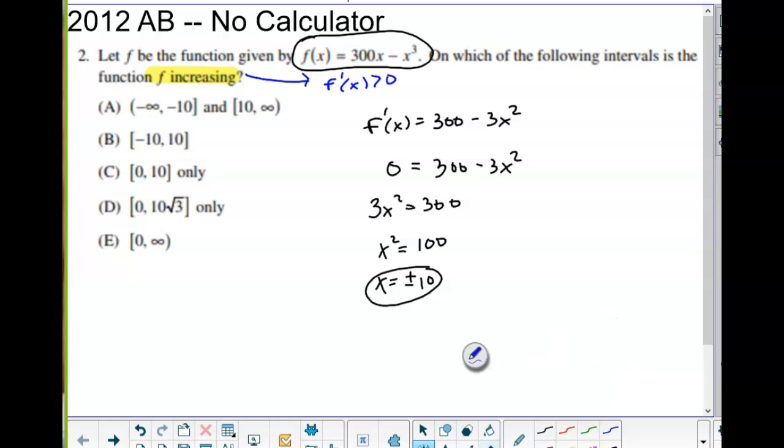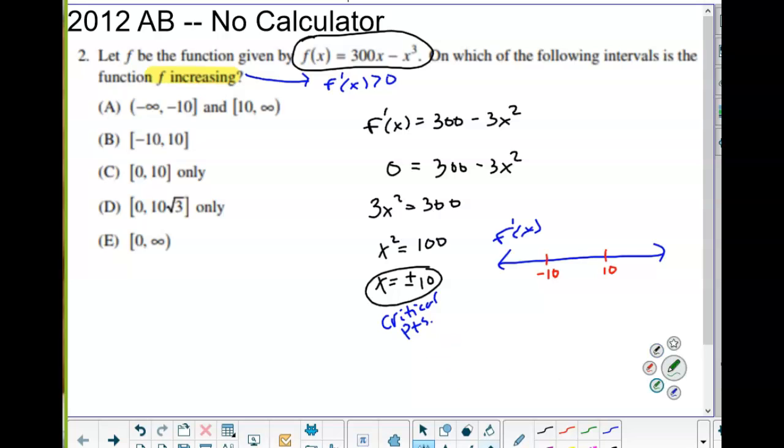All right. Now, this is the work. And remember what these are called. These are called critical points, and those are the spots at which we know for sure the derivative is equal to 0. So I'm going to go ahead and make a number line here, and then we need to test values. Now, what are we testing values in? We're testing it in the original derivative.